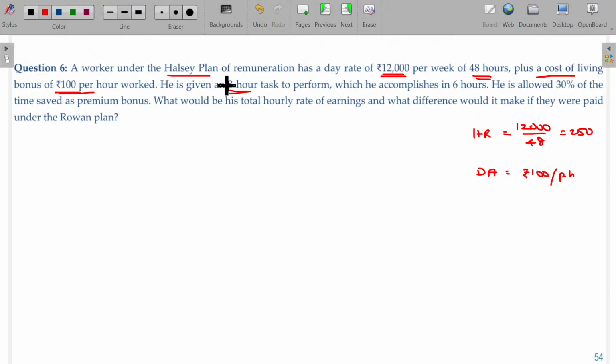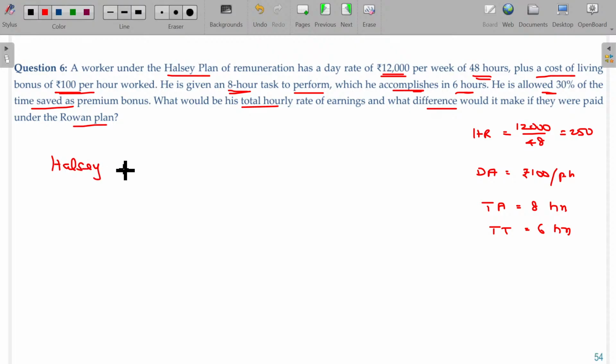He is given an 8-hour task to perform. So time allowed to do the job being 8 hours. He accomplishes it in 6 hours, so time taken is only 6 hours. He is allowed 30% of time saved as premium bonus. Then Halsey 30% plan. What would be his total hourly rate of earnings and what difference would it make if he were paid under the Rowan plan?